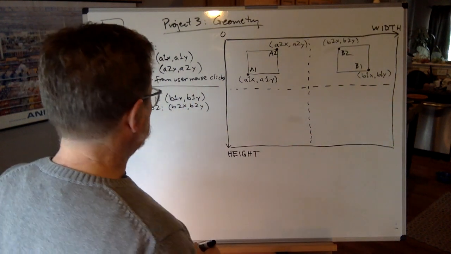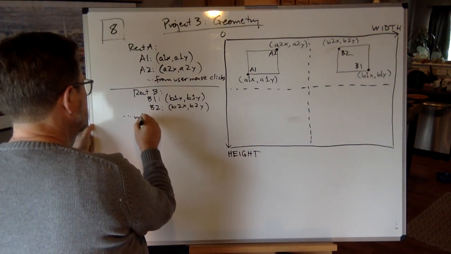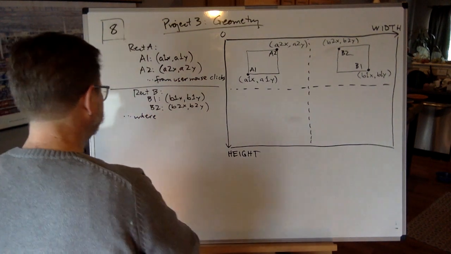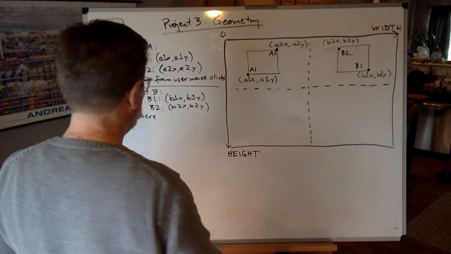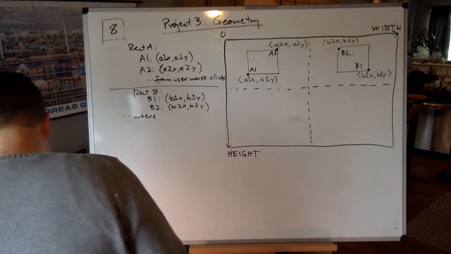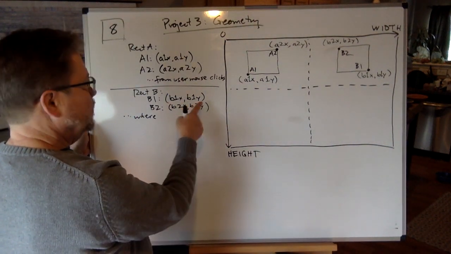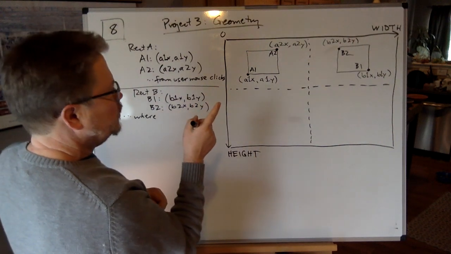But I don't get to say from user mouse clicks. I'll do the dots where we've got to have formulas for these things, almost like our temperature formulas. We've got to figure them out. Let me see. What's the easy one? There was an easy one for each one, right?